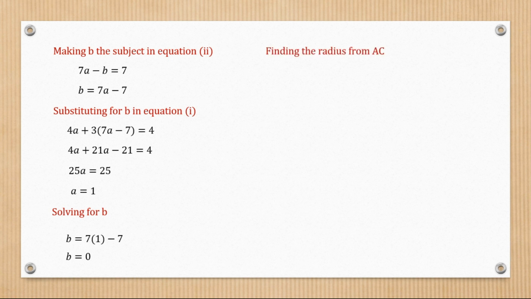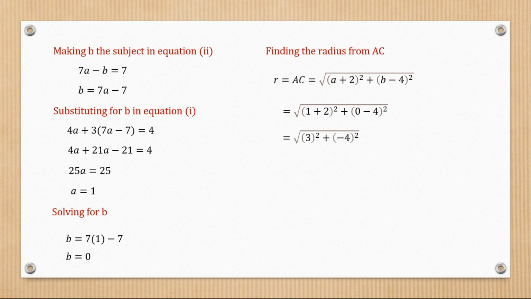So now that I know those, I can find the radius from finding the distance SC. Remember that SC shall be given from this equation. So now plug in the values of a and b, and I'll have it as root of 3 squared plus negative 4 squared, and I'll have it as root of 25, of which the radius shall be 5 units.